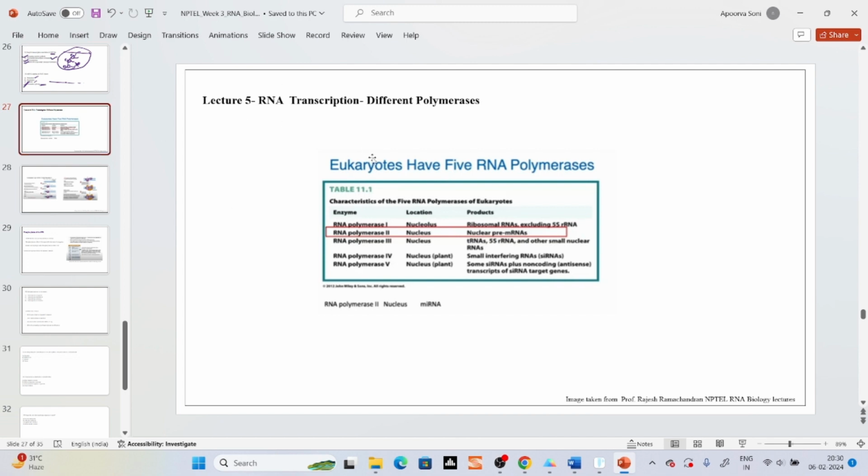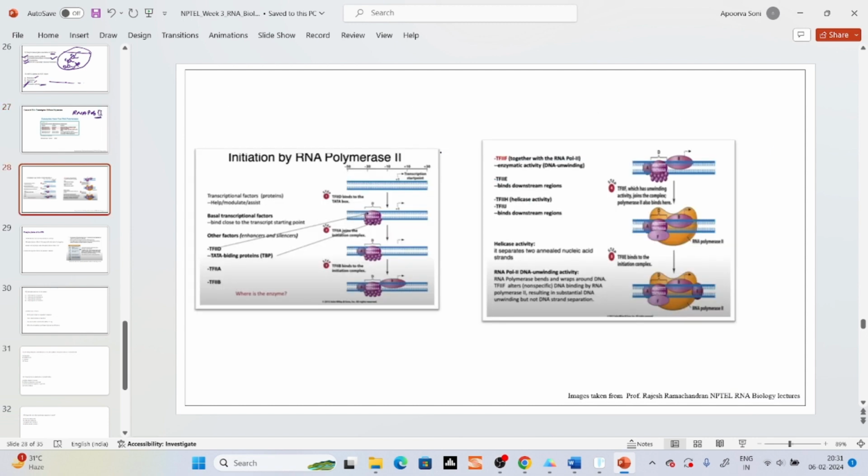Just like I said, in eukaryotes there are different kinds of RNA polymerase. So 5 different kinds of RNA polymerases are there: polymerase 1, 2, 3, 4 and 5. And for the formation of mRNA, RNA polymerase 2 is important. So in eukaryotes, which RNA polymerase is responsible for the formation of mRNA? RNA polymerase 2.